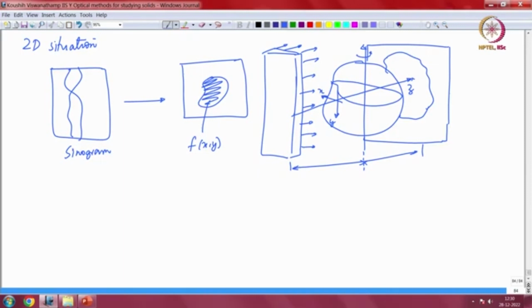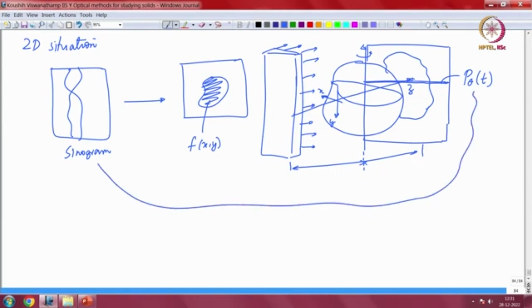If you have this coordinate system and you have this 3-dimensional object, then you will generate a sinogram as follows. For a given value of y, according to this coordinate system, you take the intensity data, this will be like your p theta of t, and then for the same value of y you stack these values of p theta of t for different theta, and you will get the sinogram.